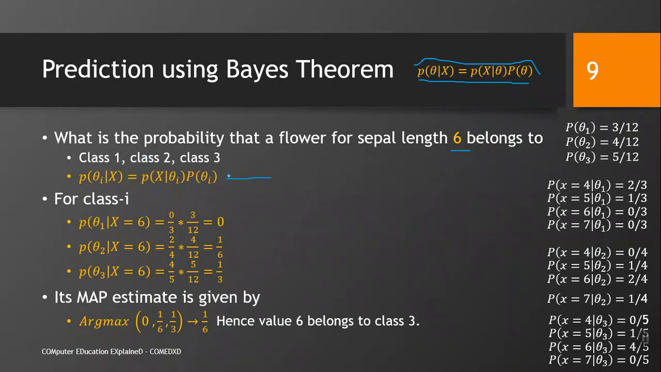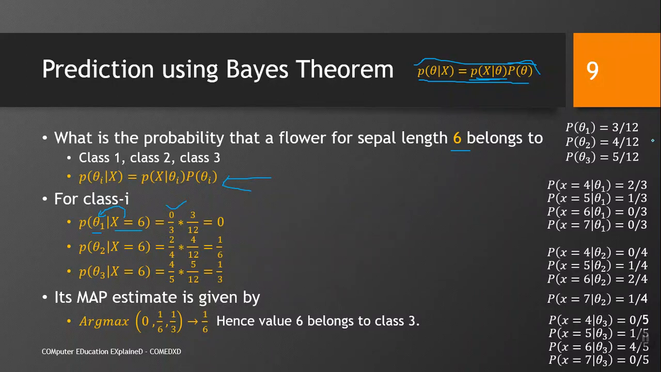We will be using this expression for class i. For example, for class 1, given x equal to 6, what is the probability that it would lie in class 1? That could be written as 0 over 3 multiplied by 3 over 12. Now, what is 0 over 3? It is the likelihood. And what is 3 over 12? This is the prior. So, we multiply the likelihood and the prior to find the posterior.